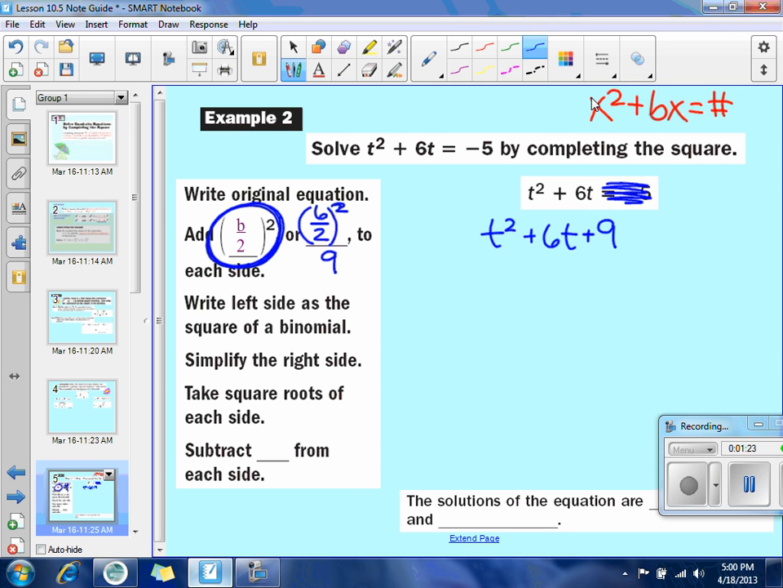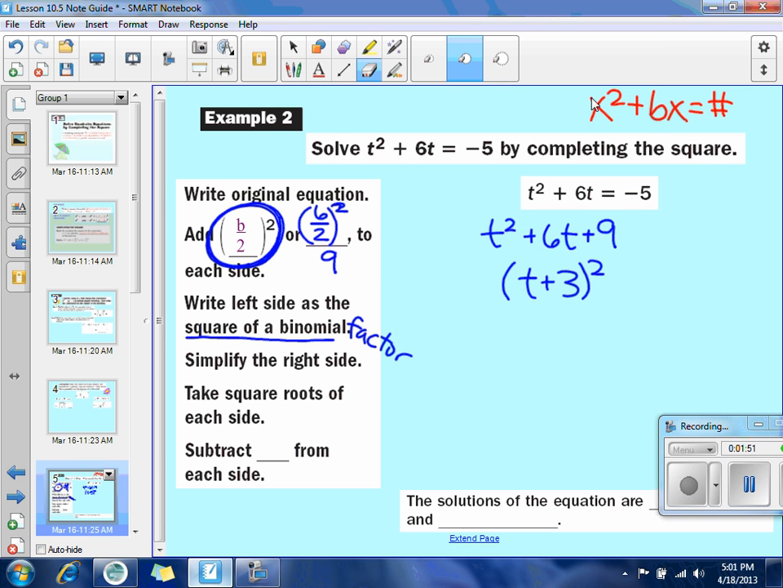t squared plus 6t plus 9 is a perfect square trinomial. I can write that as the square of a binomial. T squared plus 6t plus 9 is the factored form t plus 3 squared. If you take t plus 3 times t plus 3, you will get t squared plus 6t plus 9. Now, let's go back and remember I had this equal to -5. I changed this side of the equation by adding 9, so we've got to add 9 to this side of the equation too. That gives us 4.